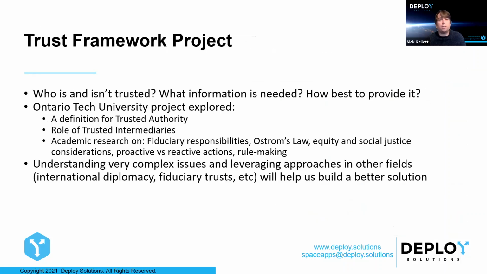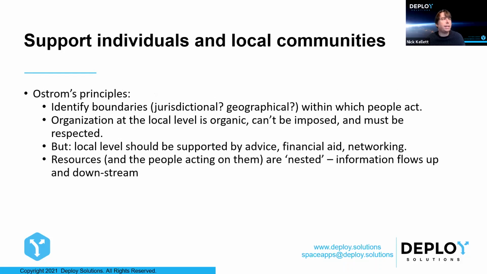So we're starting to put together a picture of this, but we realized that even more work needed to be done. So we just completed work with Ontario Tech University. They undertook a project to explore, what is the definition for a trusted authority? What is the role of trusted intermediaries between the authorities and the citizens? What kind of academic research is out there? What are some of the things to consider or to worry about? What are some of the obstacles here? We recognize these are really complicated issues, and we believe that there's an opportunity to leverage approaches in many other fields that are well established, like international diplomacy, fiduciary trust, and so on, to help find a better solution. So they looked a little bit into that.